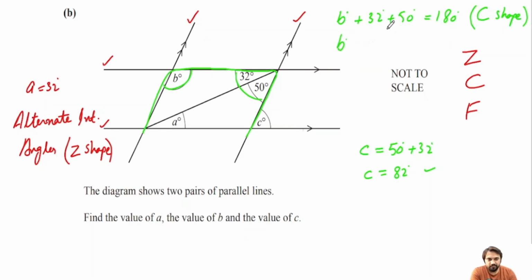Now to calculate the value of B, 50 plus 32 is 82 degrees, equal to 180 degrees. Now the value of B is equal to 180 degrees minus 82 degrees. After subtraction we have 98 degrees. This is our value of B.